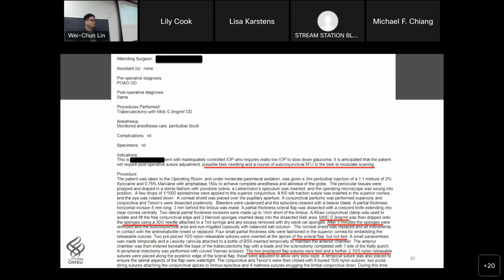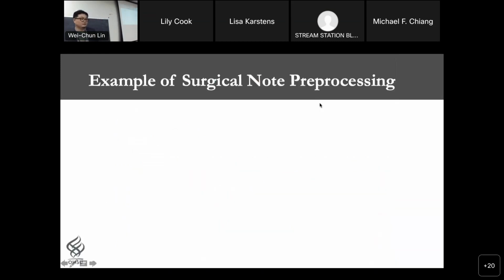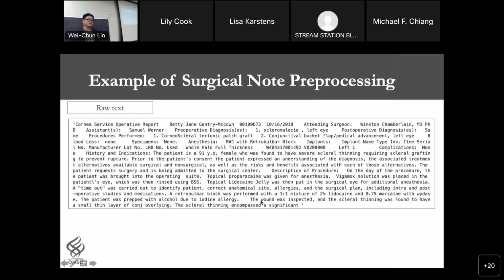Here is an example of surgical notes. The physician may record the mitomycin dosage, the time used, and the patient's condition during the surgery, the surgical technique they use, blood loss, and some other information during the procedure.